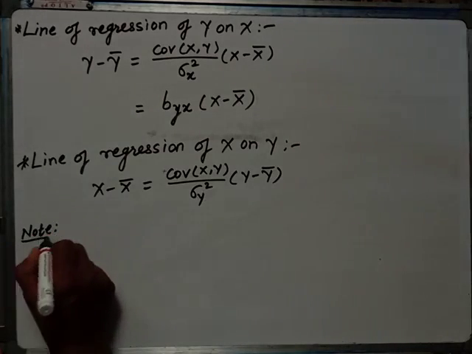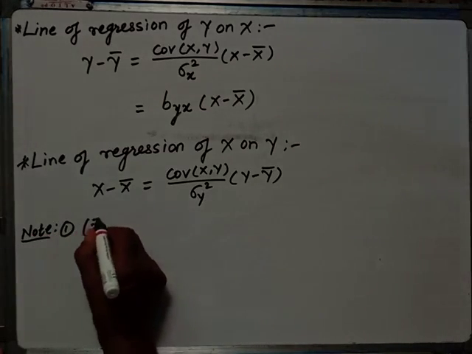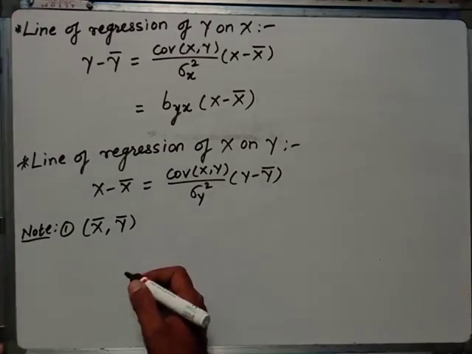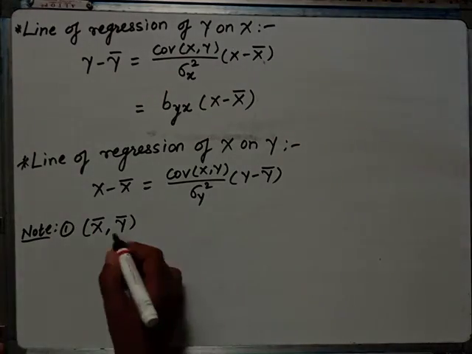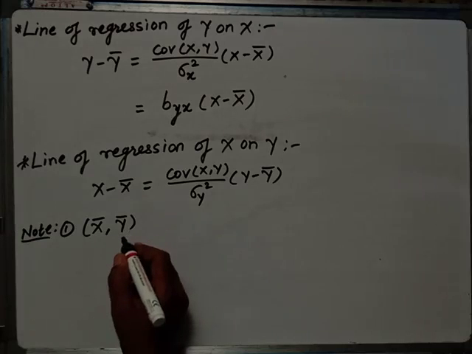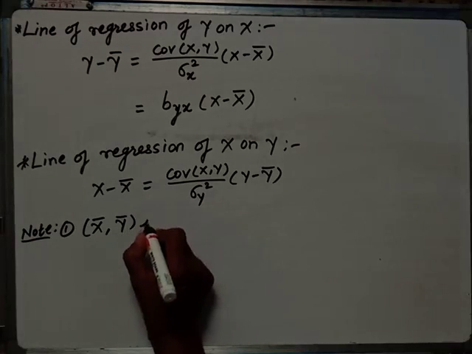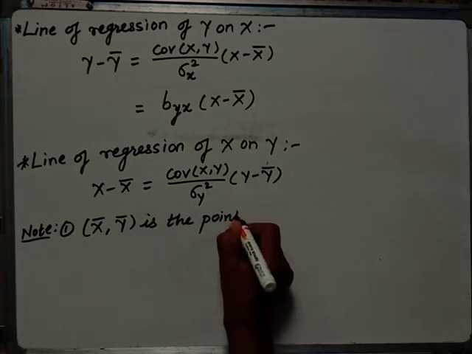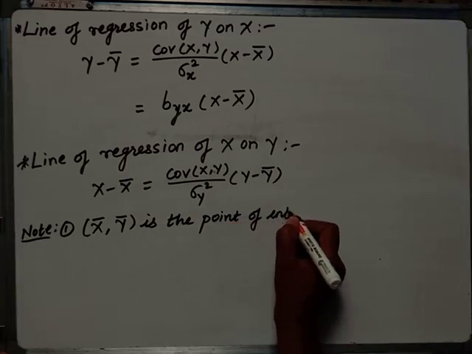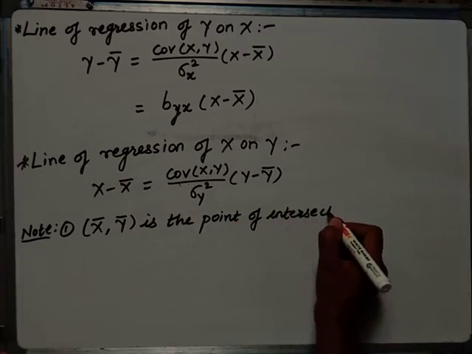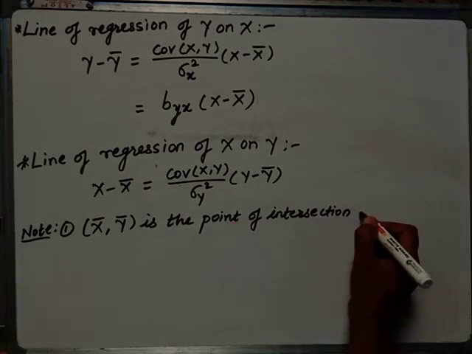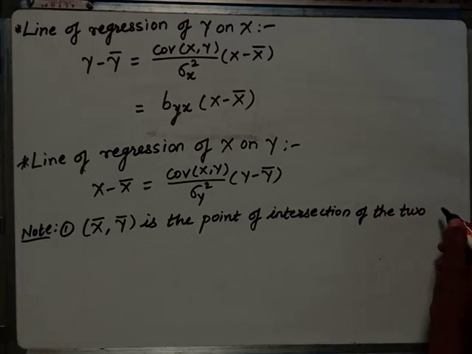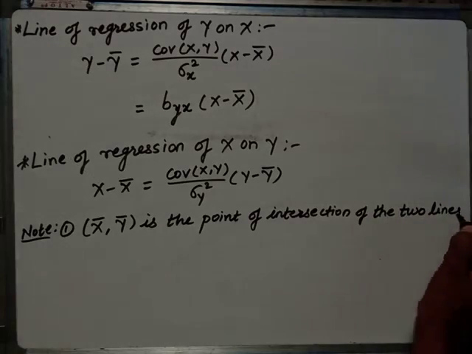So note, first note, here x bar and y bar means what? A point whose coordinates are the means of these variables is the point of intersection of the two lines of regression.